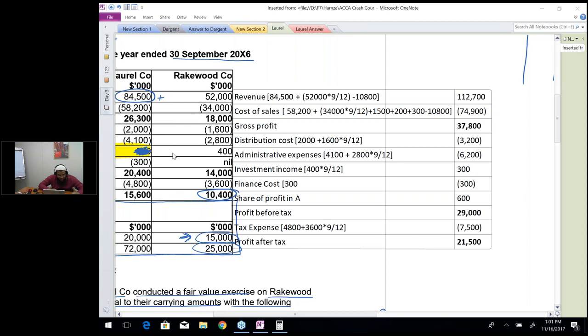Simran is saying, why is everything 9 by 12? Simran, because everything is 9 by 12 because we have acquired the subsidiary 9 months ago. That is why we have done this.